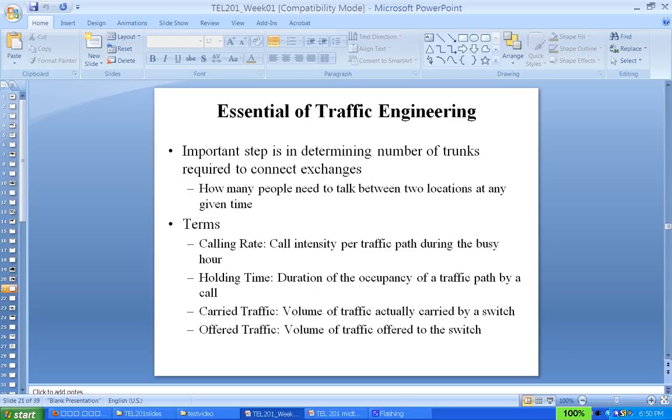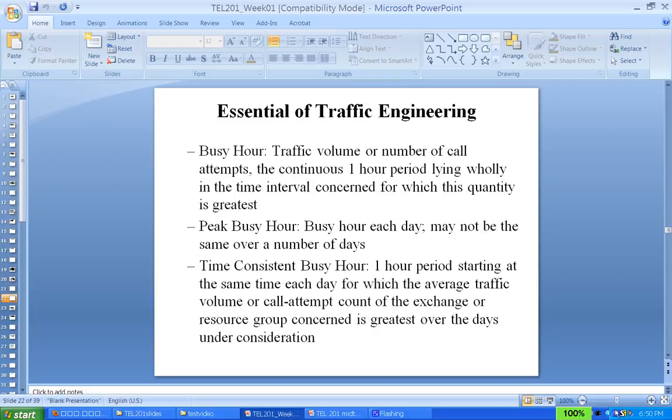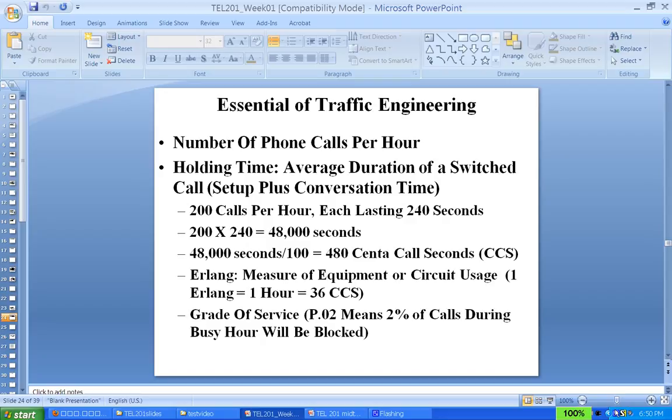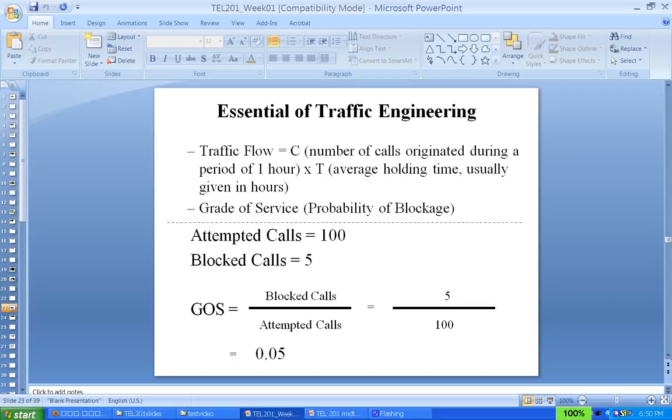In terms of traffic engineering, we need to be aware of certain terms here. For example, what is calling rate, holding time, etc. Busy hour, peak hour, and so on and so forth. Okay, also here we need to be aware that there are certain basic calculations about the grade of service. Let's say what will be the grade of service number, the probability of blockage, etc.